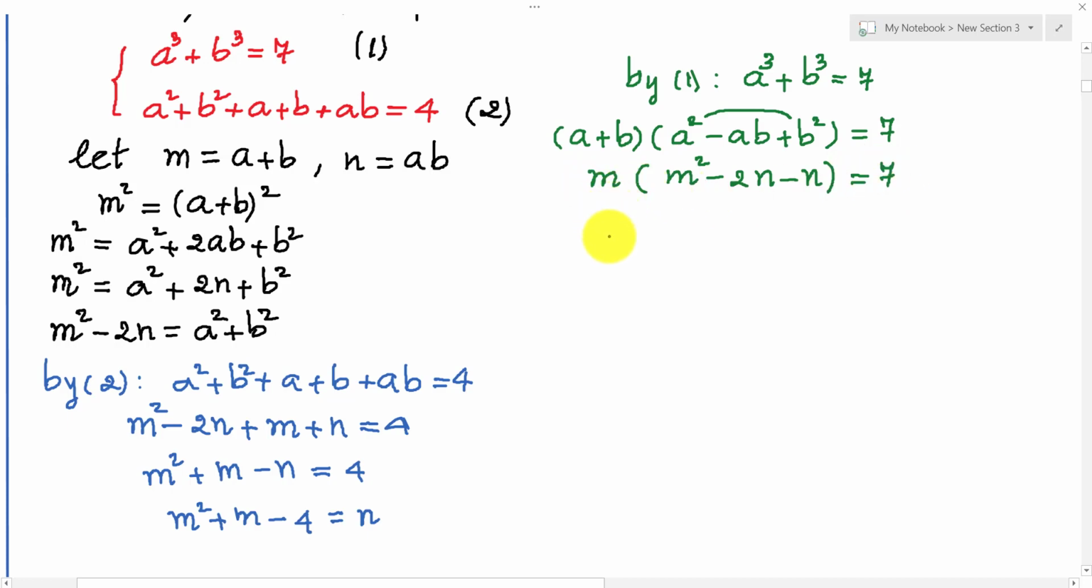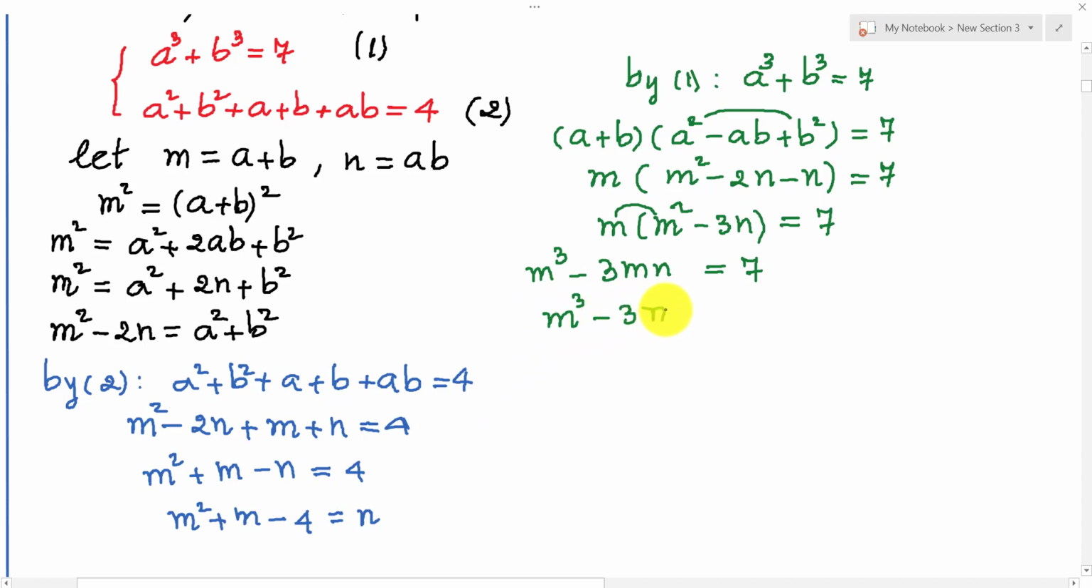I can write this as m(m^2 - 3n) = 7. Multiplying in, I get m^3 - 3mn = 7. Now I replace n by m^2 + m - 4, so I get m^3 - 3m(m^2 + m - 4) = 7.